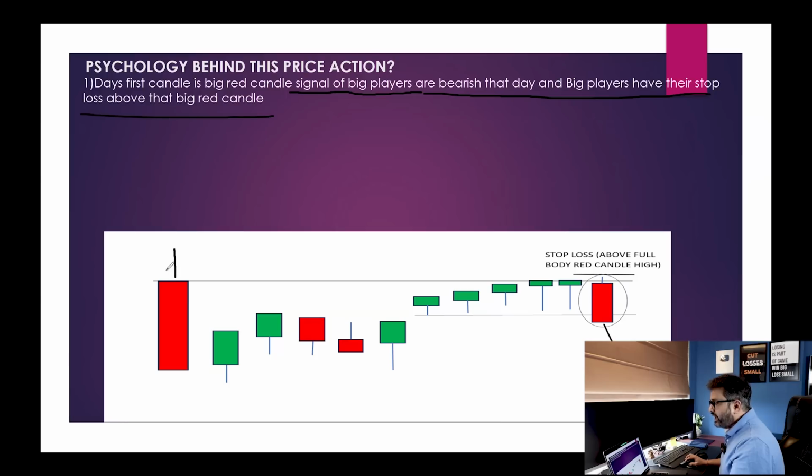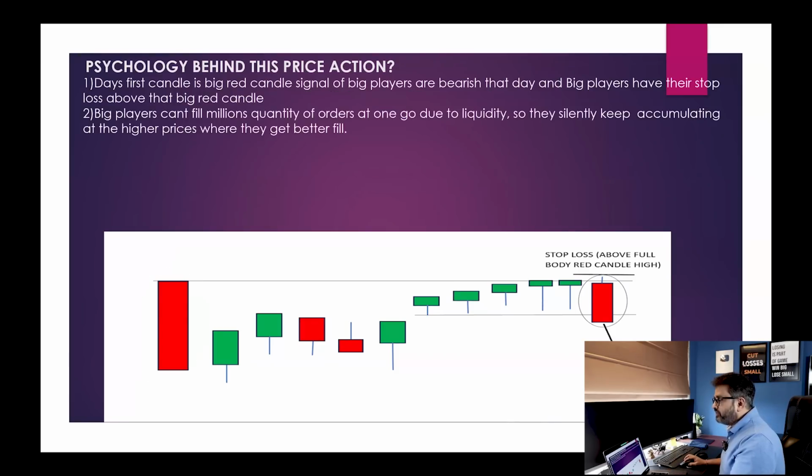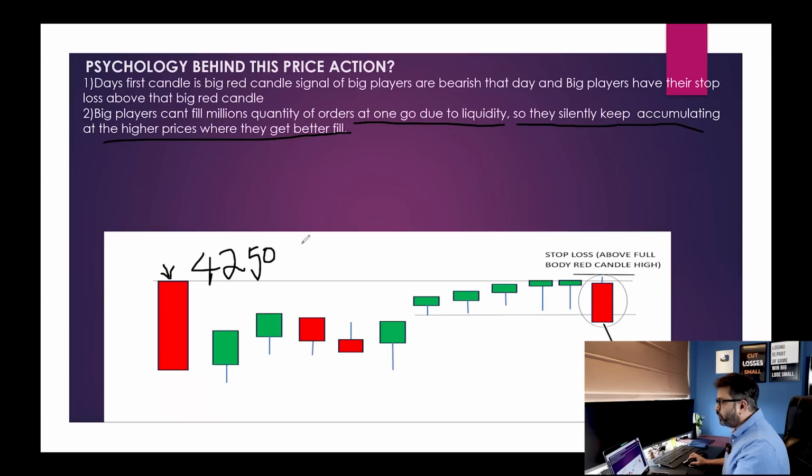That means whenever you see the day open with a big red candle, this red candle is formed by big players. Big players are bearish on that current day, but big players can't fill millions of order quantity in one go due to liquidity, so they silently keep accumulating at the higher price where they get a better fill. What I mean by that, for example, assume that Bank Nifty opened at 42,500. They shorted at 42,500 and the first candle only made around 300 points down.